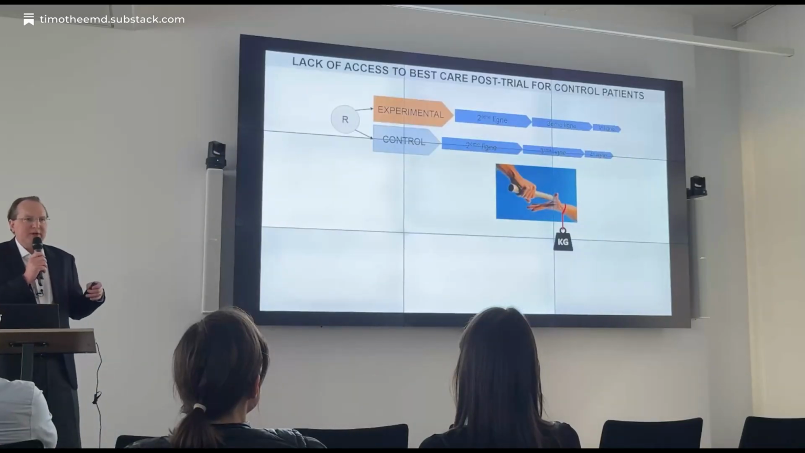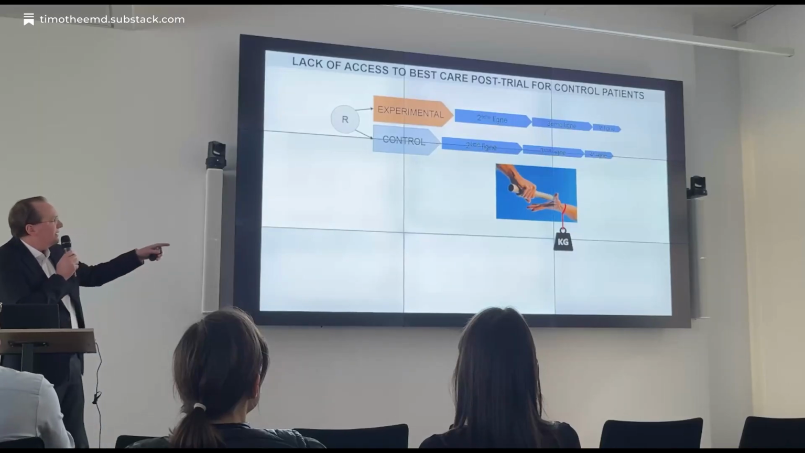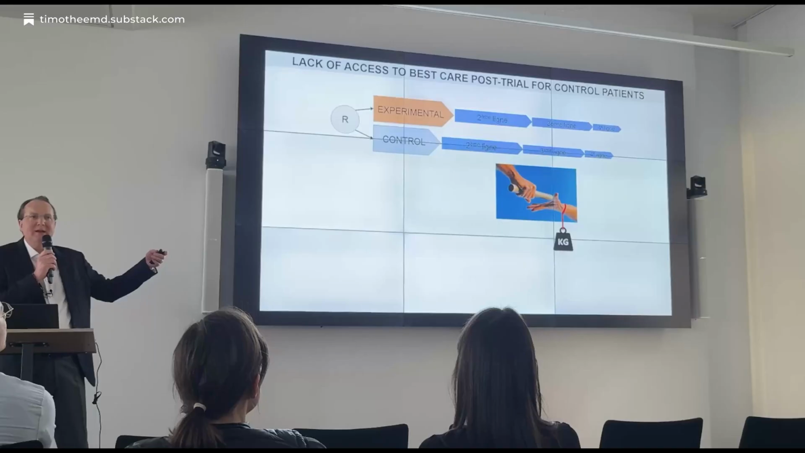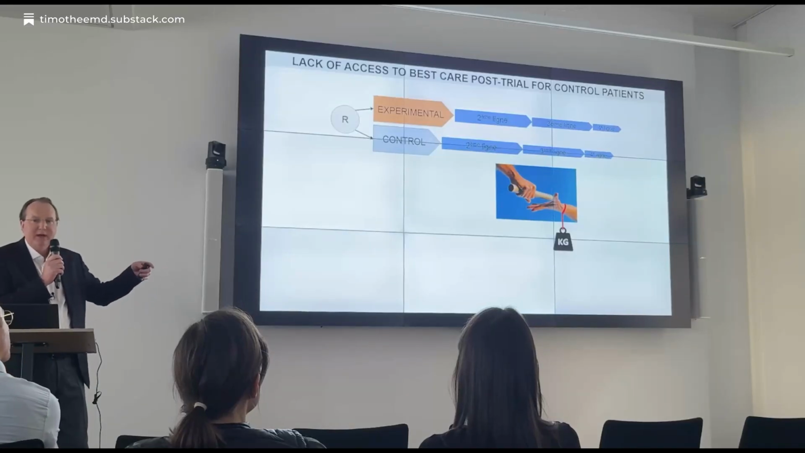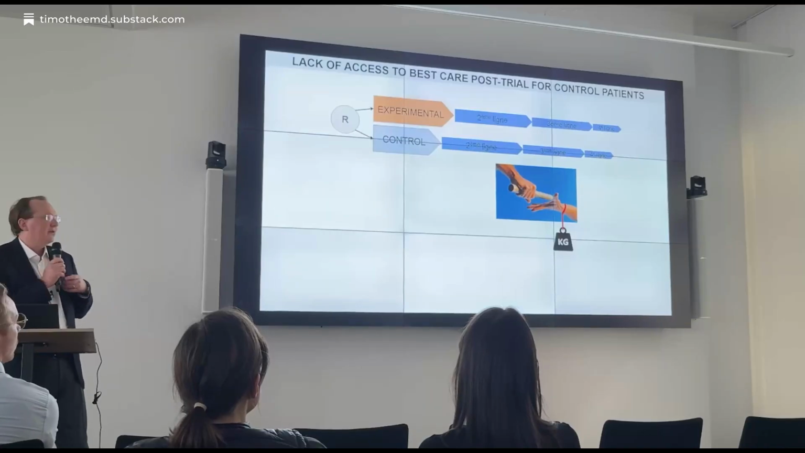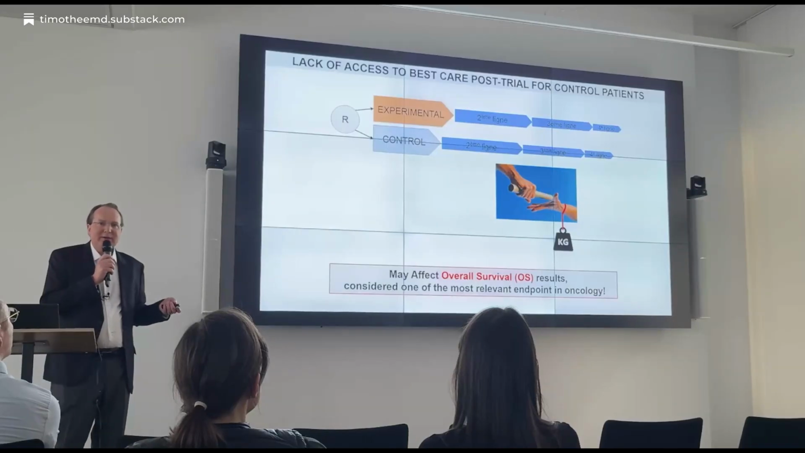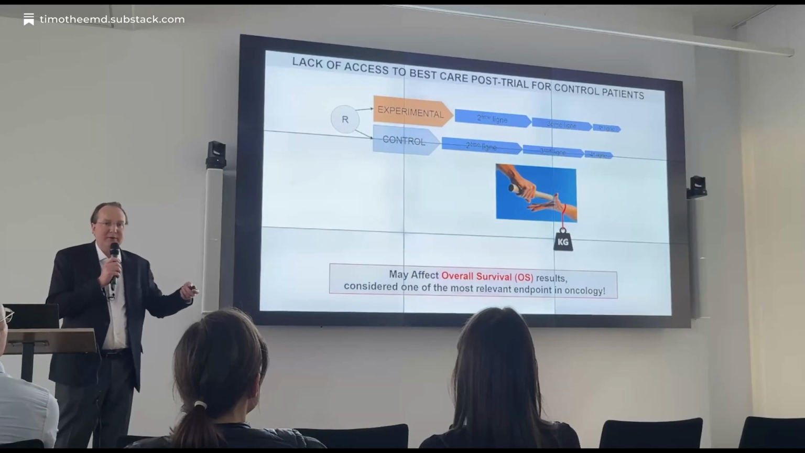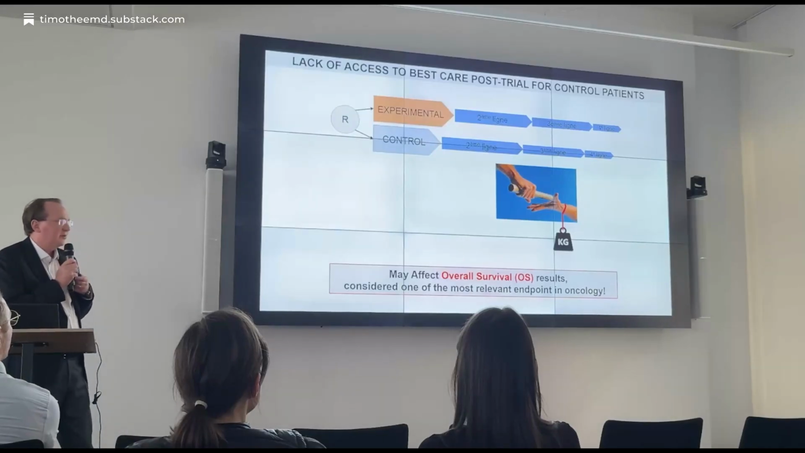Today I want to focus on one aspect of post-protocol care, which is the lack of access to best care post-surveillance for control arm patients. And as you can see, it's really penalizing patients down the road. It's penalizing control patients down the road. So again, it's affecting the control arm, but after the first therapy. So it will not affect your PFS, it will not affect your DFS, it will potentially affect overall survival, which is still considered one of the most relevant endpoints in oncology.